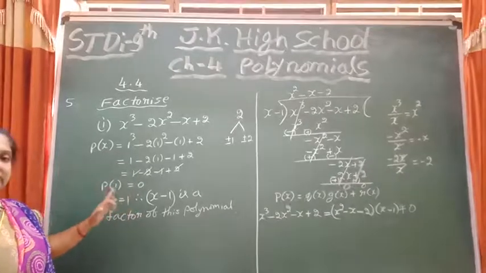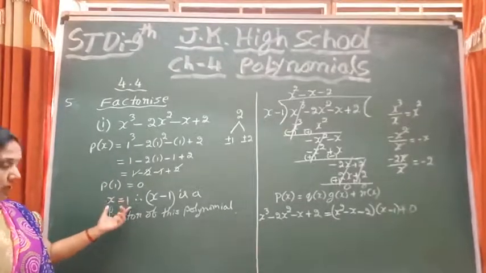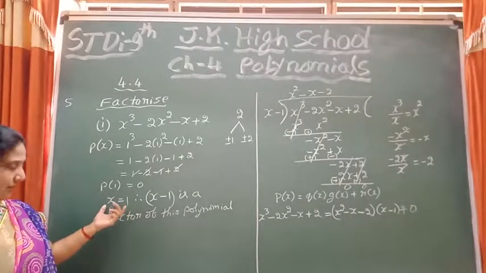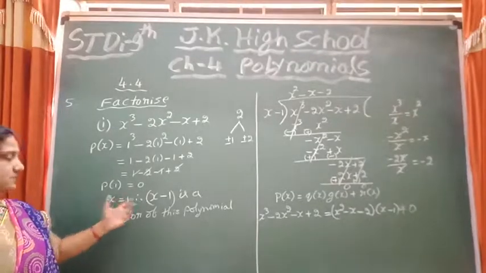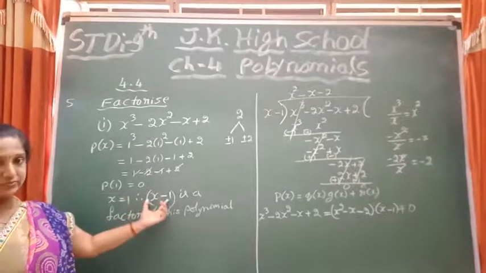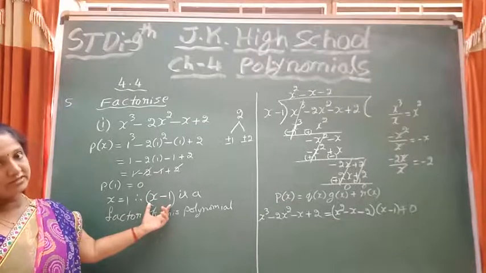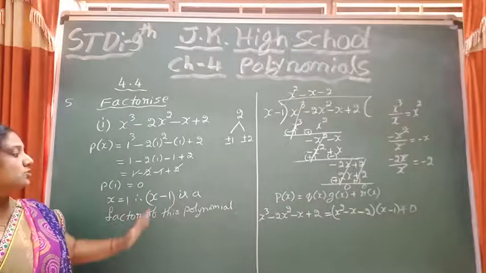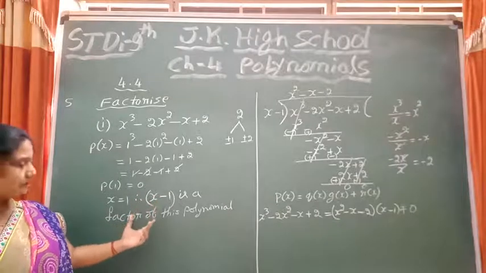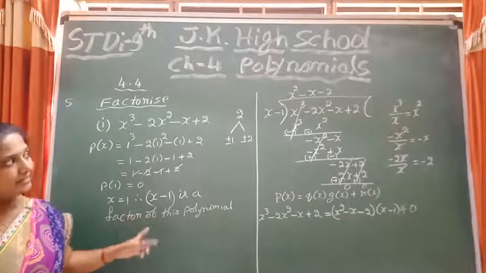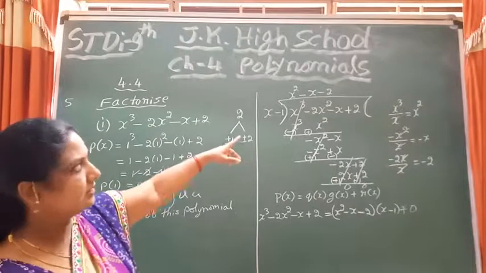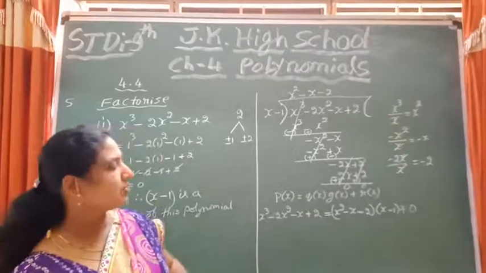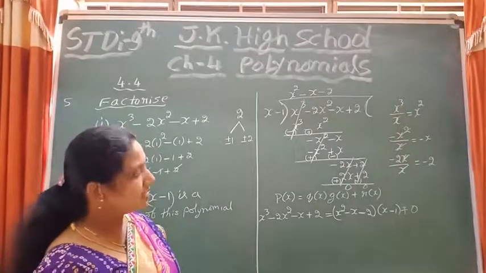So for what value of x I got the value 0, the x value is 1. So x is equal to 1, and if I take it this side, it becomes x minus 1. This binomial, x minus 1, is one of the factors of this polynomial. After getting one of the factors, I divided the given polynomial by that factor. Then I have written, according to the division algorithm, P of x is equal to Q of x into G of x plus R of x.